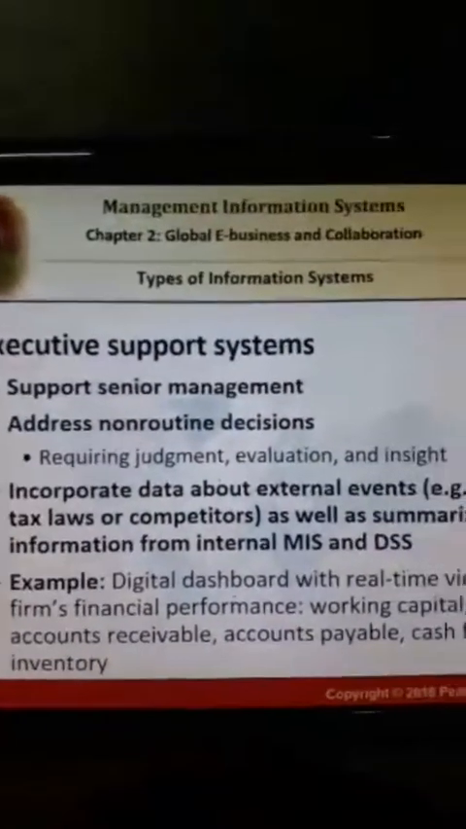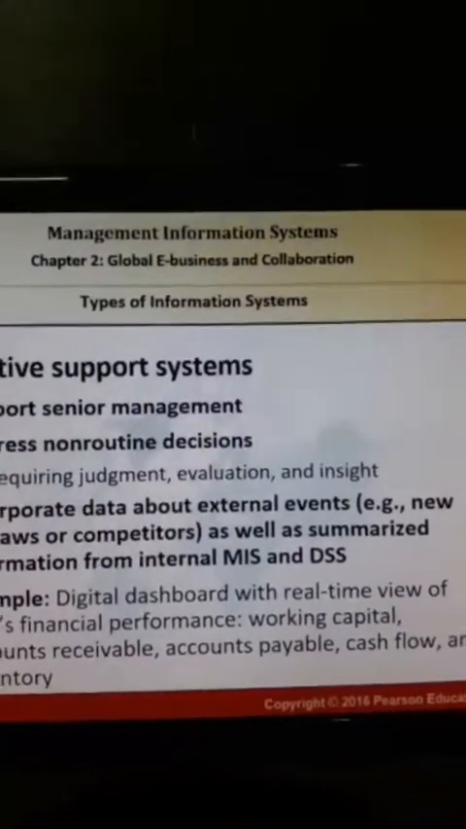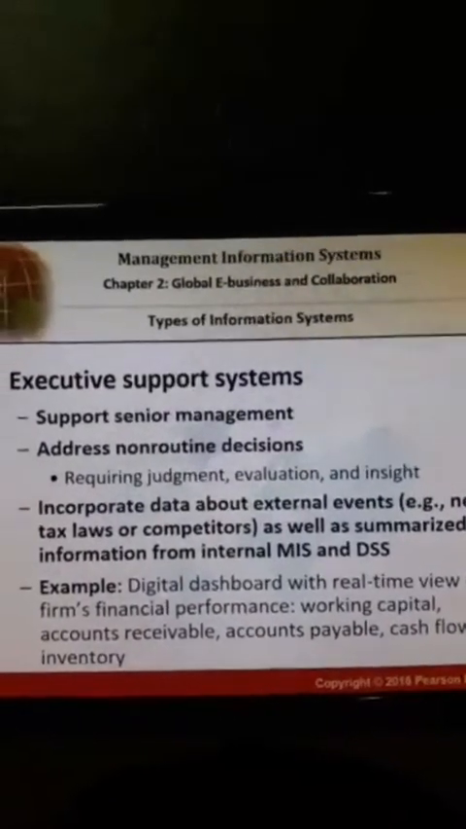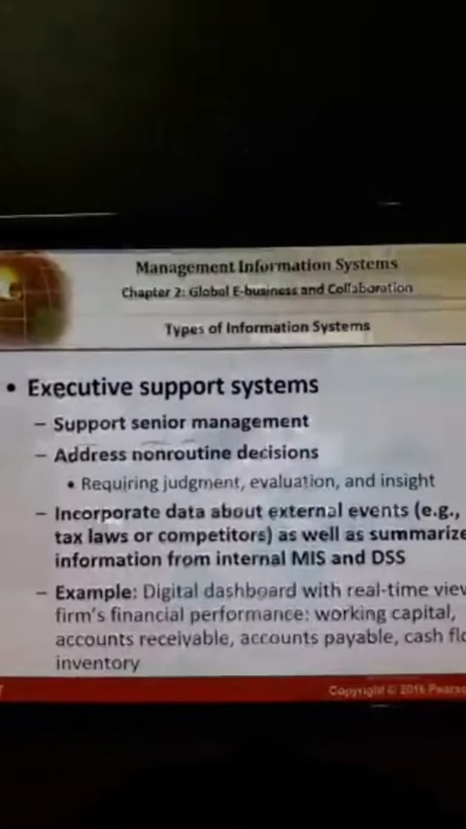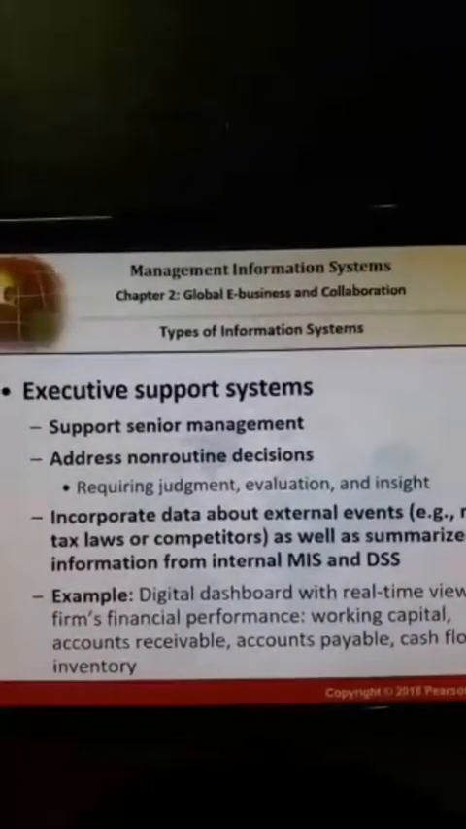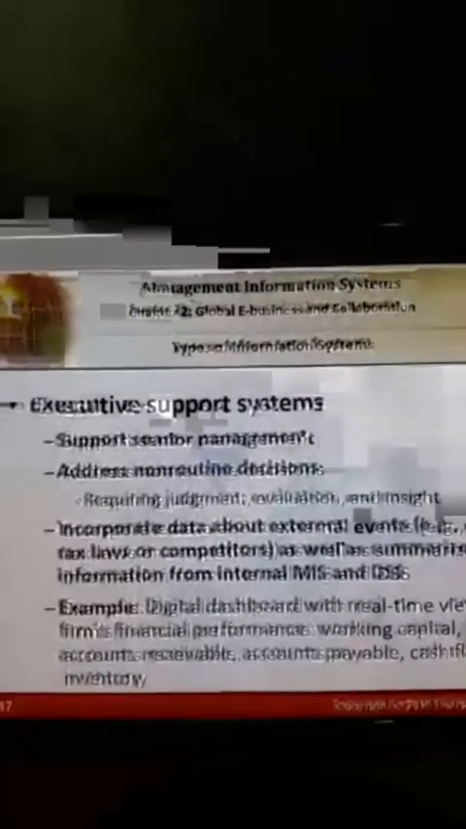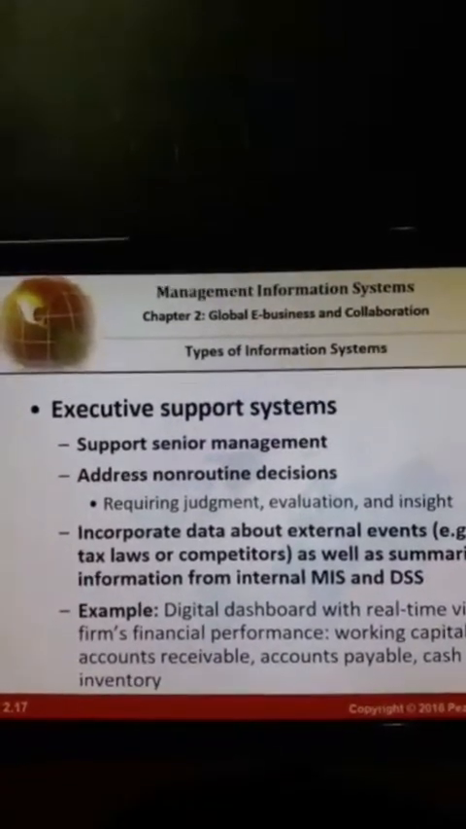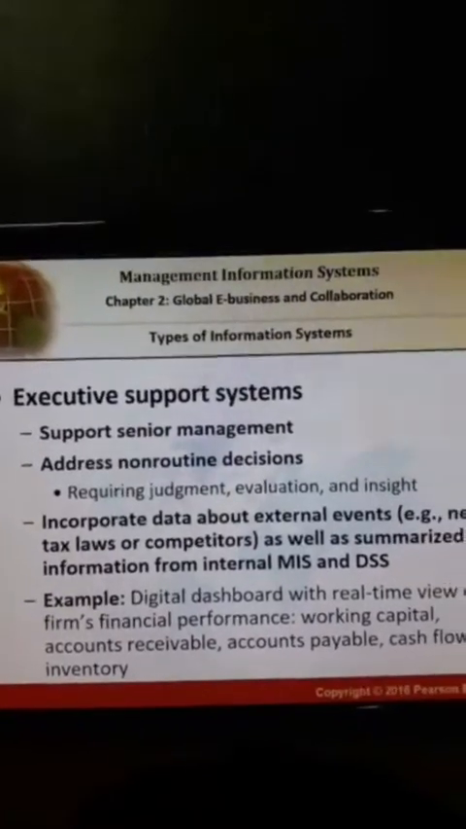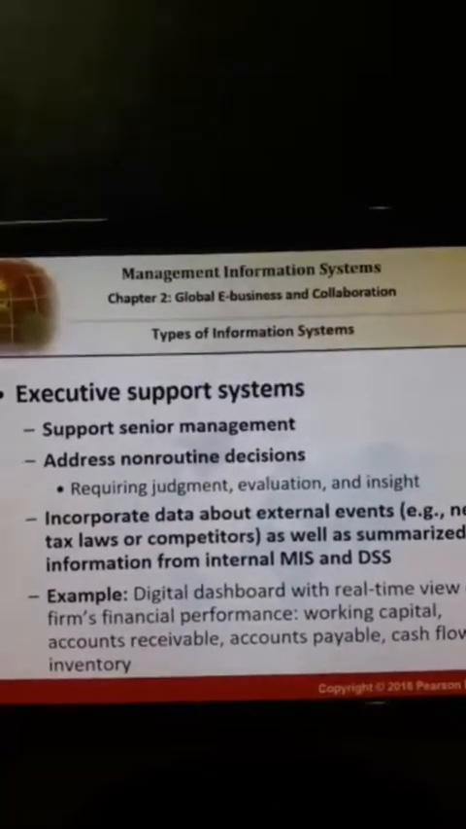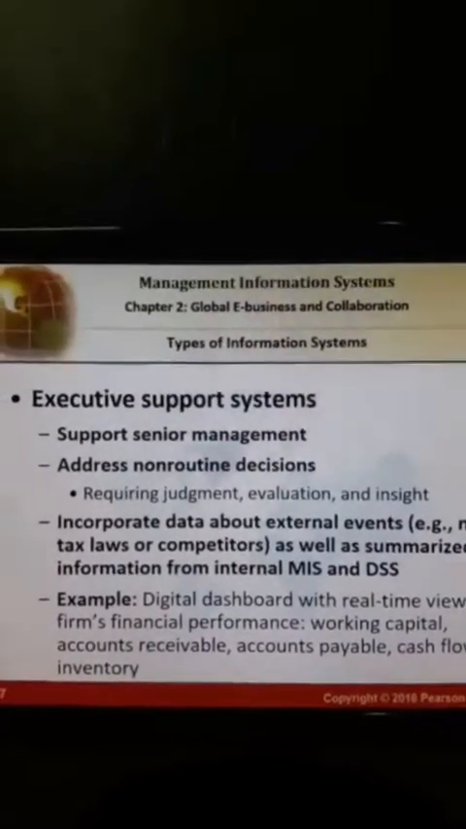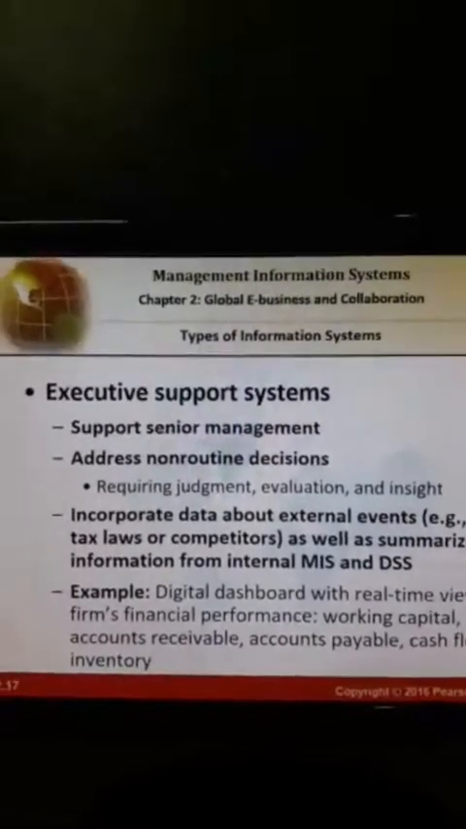You can see here the term digital dashboard, with the real-time view. So how do they get this dashboard? Lower level managers are creating data, mid level managers are creating information, and upper mid level managers are creating knowledge. Based on this knowledge, they are checking on their mobile screens, laptops, or tablets what's going on in the inventory and in the accounts receivable. That way, they are making decisions about finance, production and operations, everything.